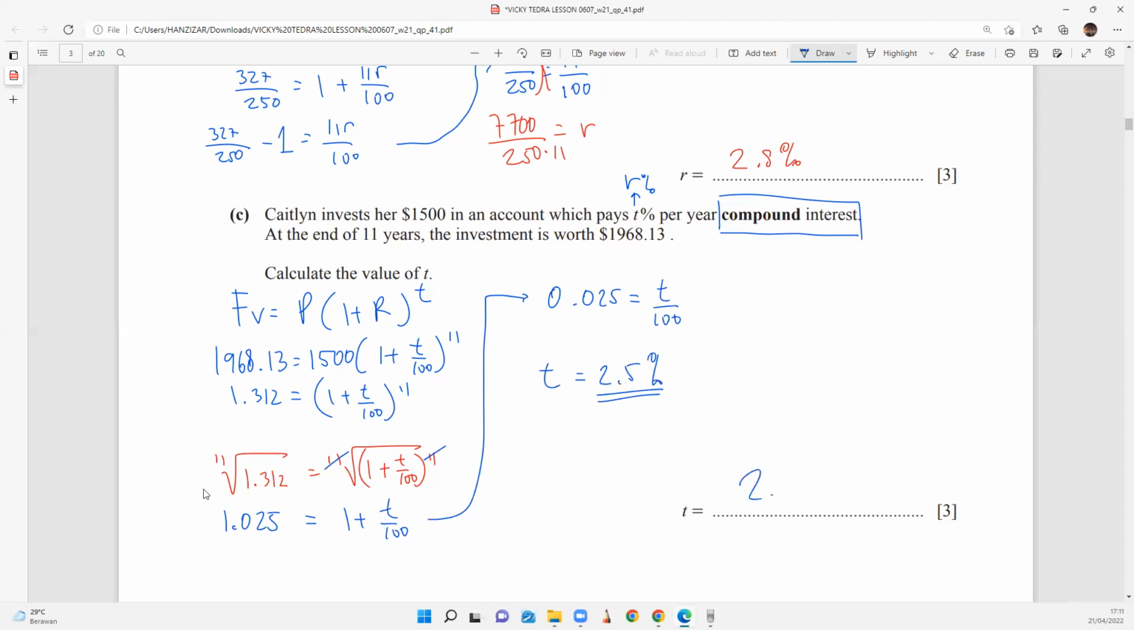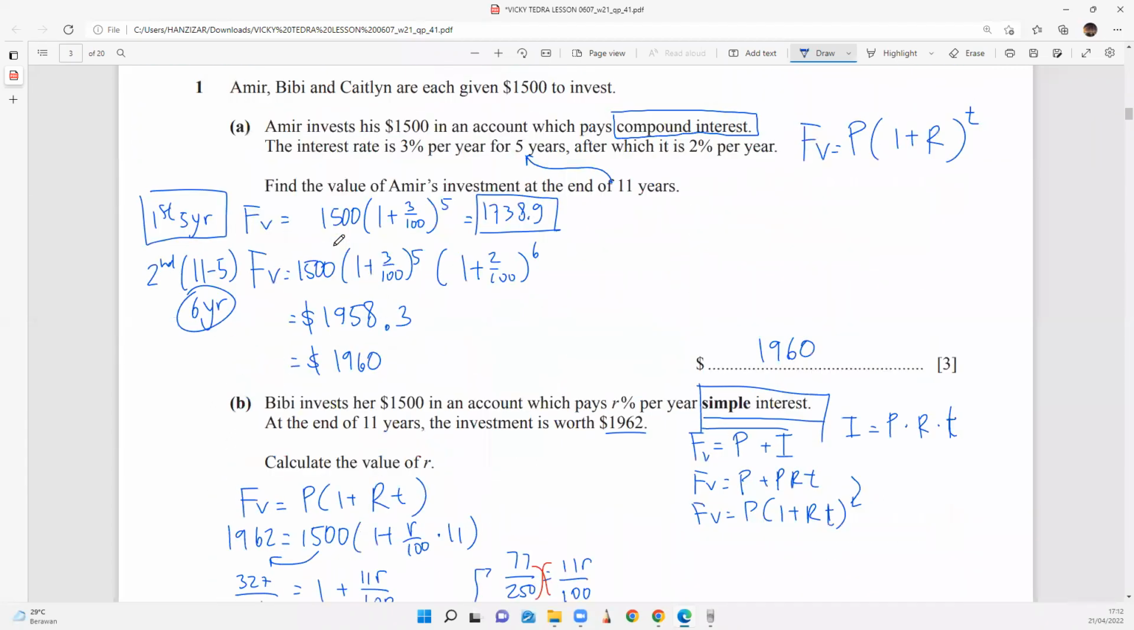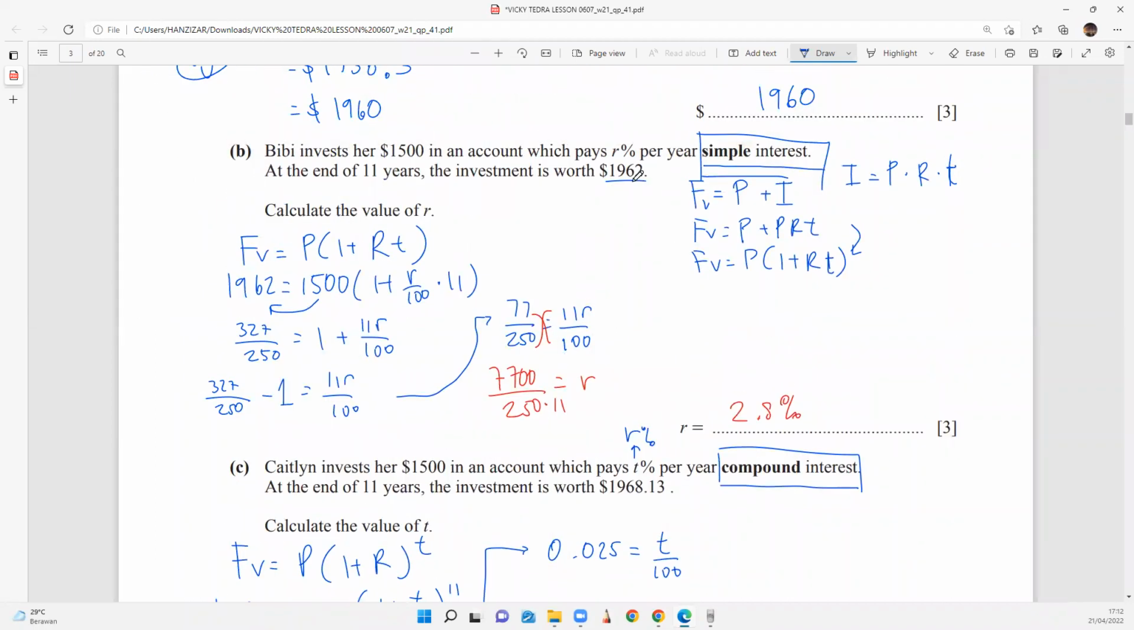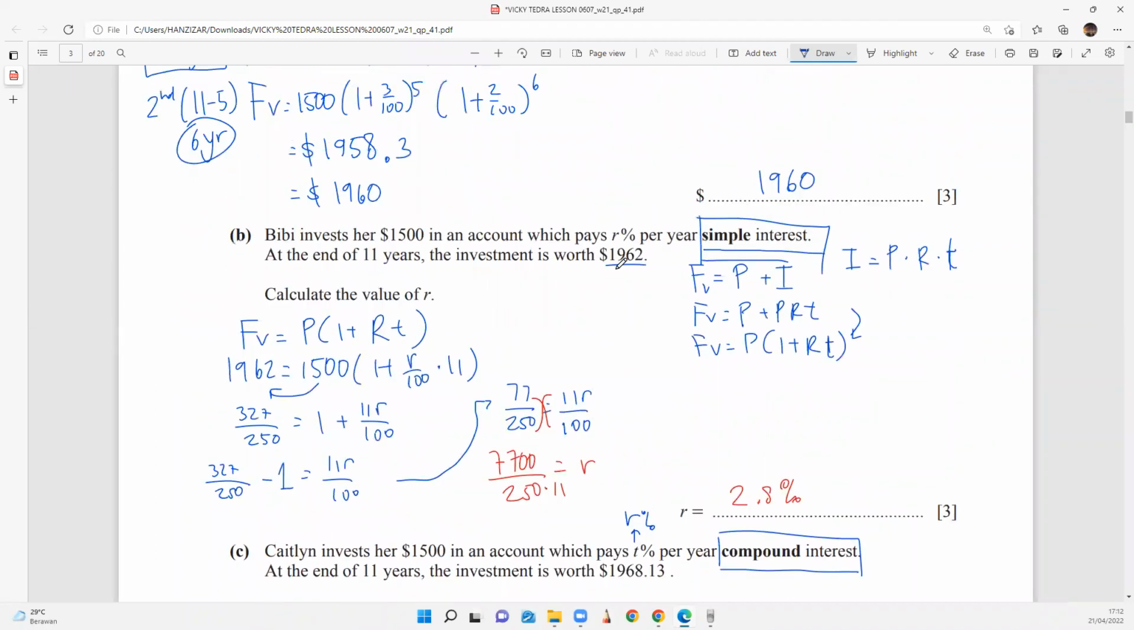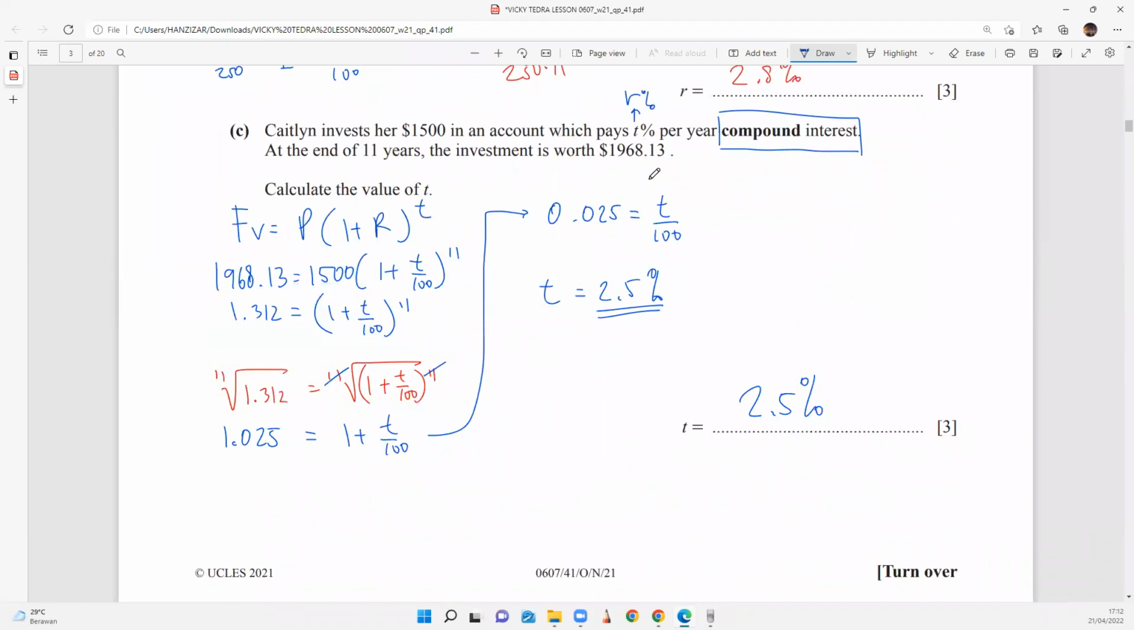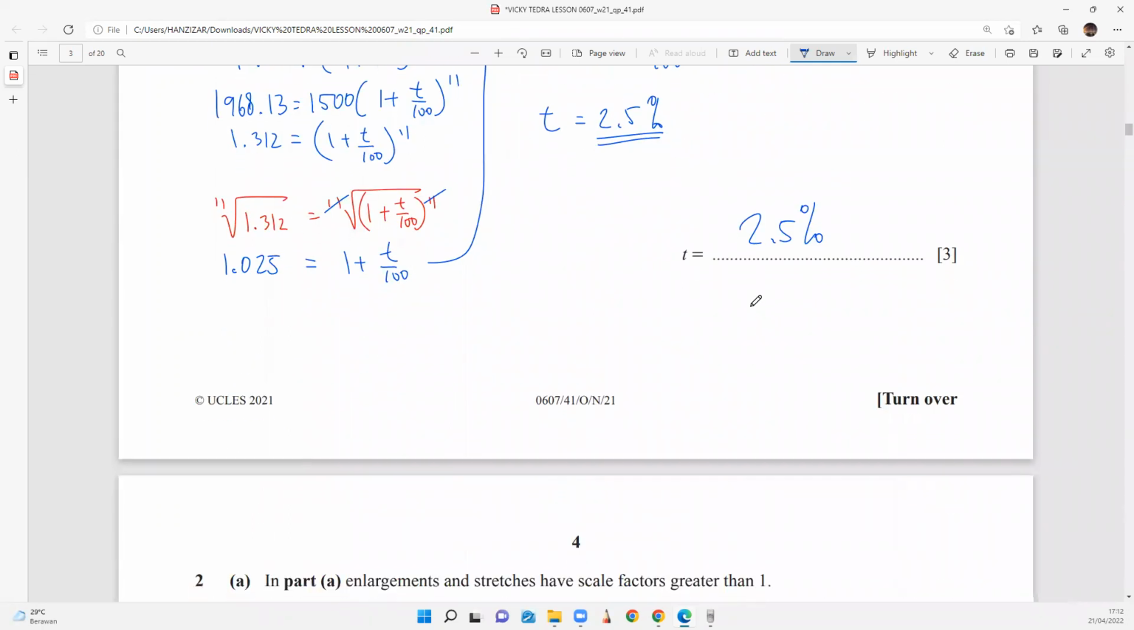Okay. By the way, if you are being asked which is more valuable, is it C, B, or A? So A is 1,960, and this will be 1,962. B is more valuable, the investment in the same 11 years will be 1,968. So this will be the highest. So compound interest is always the best choice for you if you want to invest.